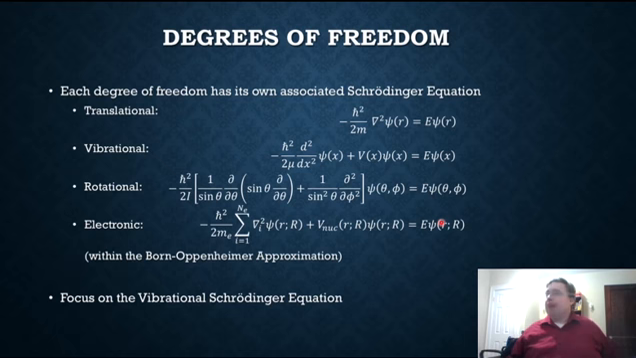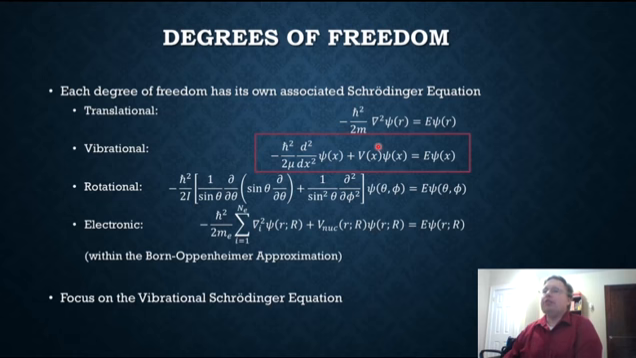So, a molecule has several different degrees of freedom, and each degree of freedom has its own associated Schrödinger equation. So for example, the translational Schrödinger equation is here. The vibrational Schrödinger equation is here. The rotational Schrödinger equation is here. And the electronic Schrödinger equation is here. For today's talk, we're going to focus on the vibrational Schrödinger equation here.